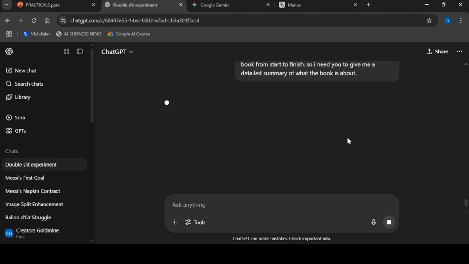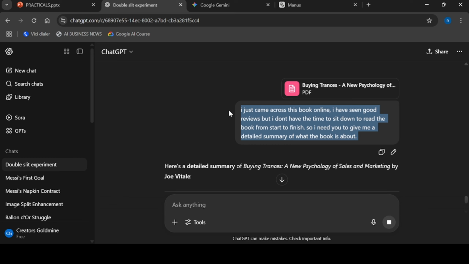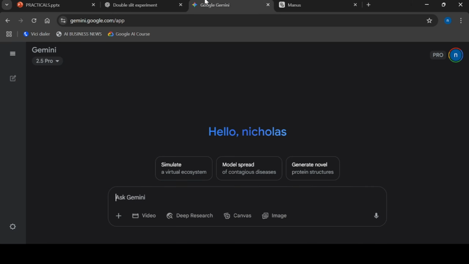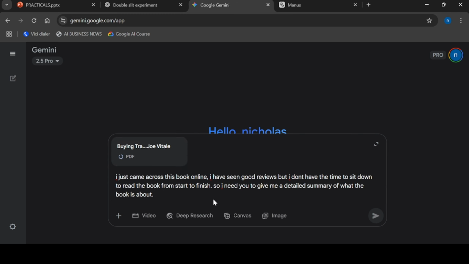Now this same prompt, let's copy it and give Gemini the same book, and let's see what Gemini does. You see the same thing here. You can upload, or from your Google Drive upload your book. So Buying Trances, it's the same book. You come here and you give it the prompt: I just came across this book online. It's your choice how you communicate with these tools.